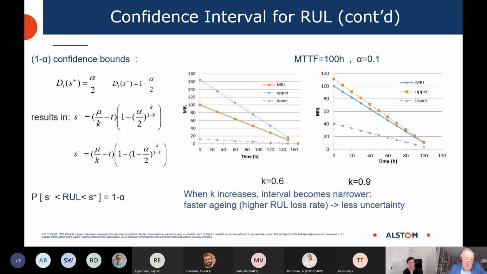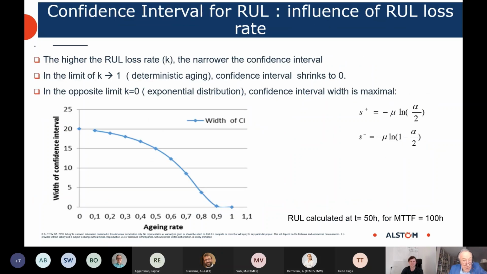But when the dynamics are slow, on the opposite end, of course, there's more uncertainty as to exactly when it will fail. And this property is illustrated by this figure. It shows the width of the confidence interval as a function of what I call the aging rate, the slope k. So this is basically what I said. The higher the loss rate, the narrower the confidence interval.